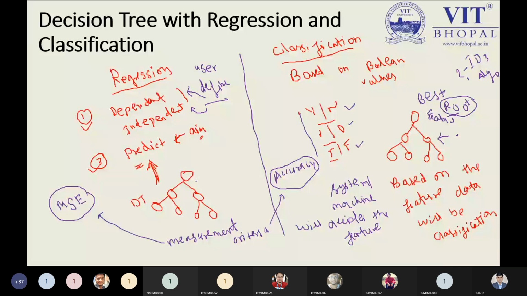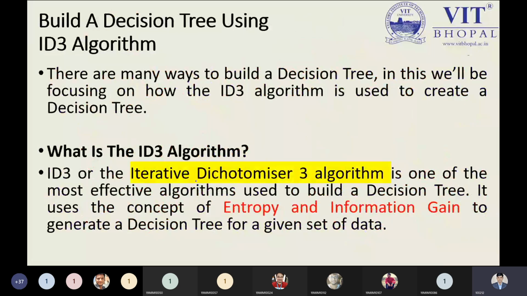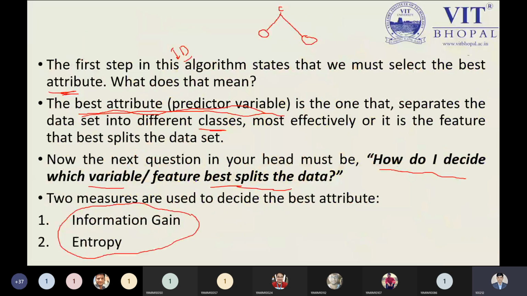Okay. After understanding this point, we need to go back to our ID3 algorithm. What is the ID3 algorithm saying to us? The first step in the ID3 algorithm: we must select the best attribute. But what does it mean? Why are we selecting the best attribute? Because we can classify the data in a proper way. So the point to keep in mind, in summarized form: there are two important measures on which we can select the best attribute. Just move to the last point on the right. The two measures used to decide the best attribute are information gain and entropy.